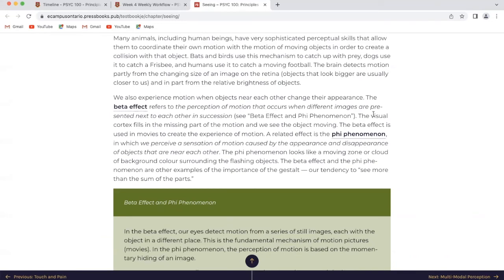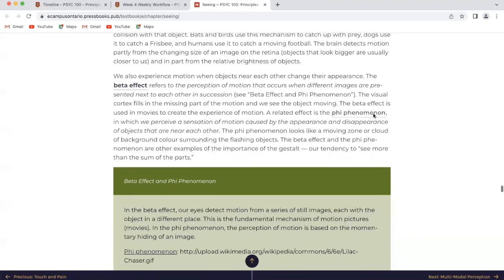A related effect is the phi phenomenon, in which we perceive a sensation of motion caused by the appearance and disappearance of objects that are near each other. The phi phenomenon looks like a moving zone or cloud of background color surrounding the flashing objects. The beta effect and the phi phenomenon are other examples of the importance of the gestalt, our tendency to see more than the sum of its parts.